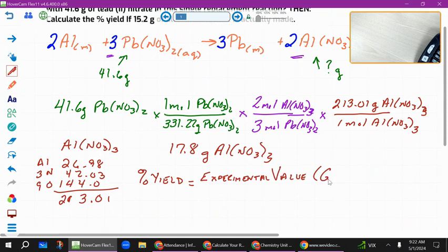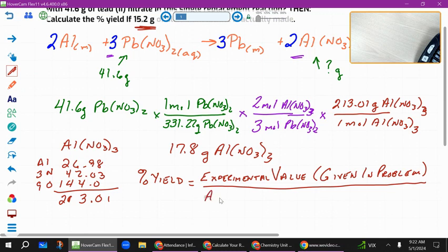And this has to be given in the problem, because you didn't actually do the experiment. This 15.2 grams up here is the experimental value. It says you actually got this much. And you take the experimental value and you divide it by the accepted value. The accepted value is your calculation.